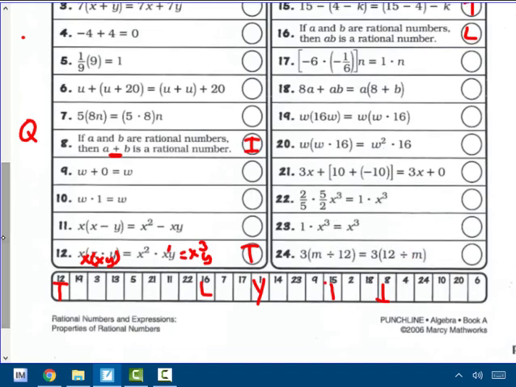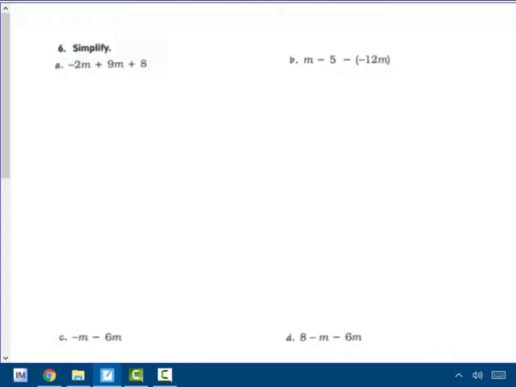Whoops, 15 was, I'm erasing here, is a T, and 8 is an I, so 24 is also a T. And that's all the ones that I'm going to do. You're going to finish this riddle, and you're going to do simplifying this page. Oh, I don't think you know this yet. No, I'm going to do this page.